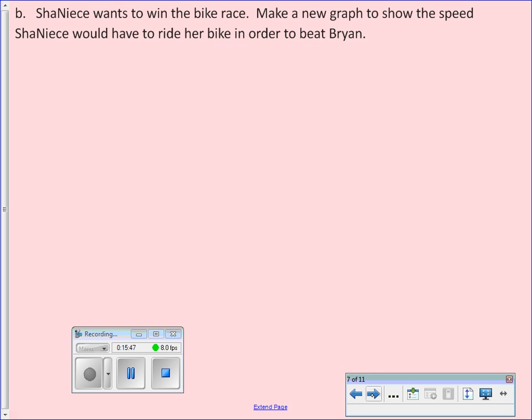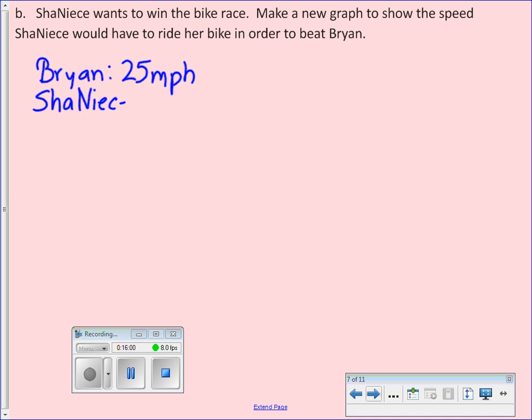Let's go back and look. If Brian, what was Brian? 25 miles per hour. And Shanice was what? 15 miles per hour. So how fast would Shanice have to go to beat Brian? Should I have to double her speed in an hour? Well, she could double, but that would be a pretty tough task to double it. What would be another option instead of doubling? She just has to go a little bit faster.